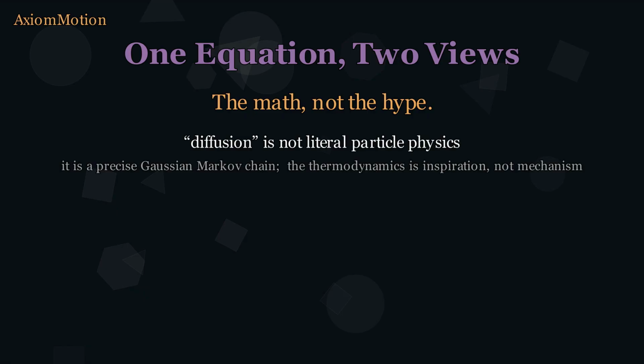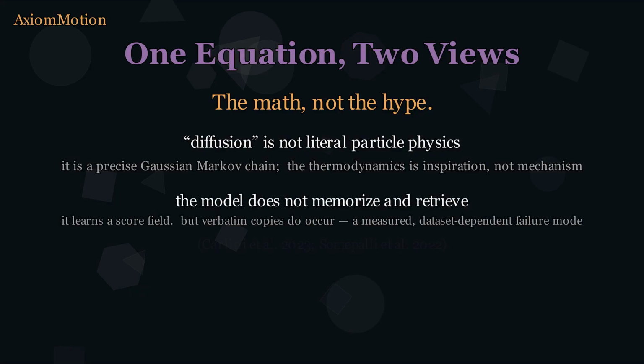First, the word diffusion is a metaphor. There are no physical particles here. There is a precisely defined Gaussian process. The link to thermodynamics is where the idea came from, not what it is. Second, the model is not a lookup table. It learns a score field and generates by following it. That said, with enough duplicated training data, near-exact copies genuinely can appear. It is a real measured failure mode, not the way the method normally works.